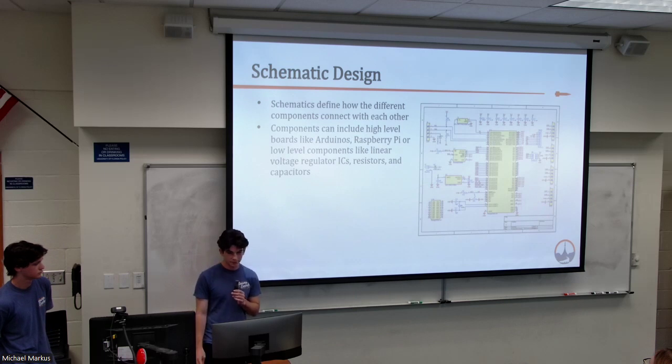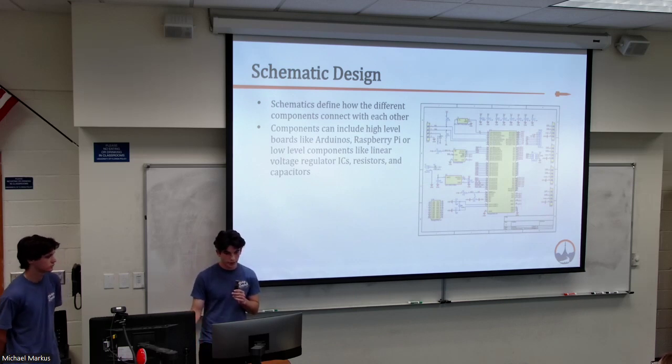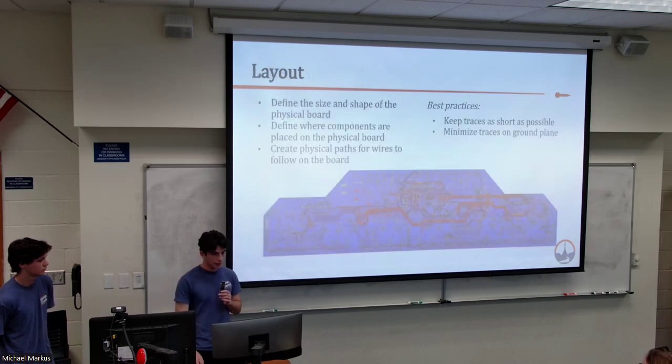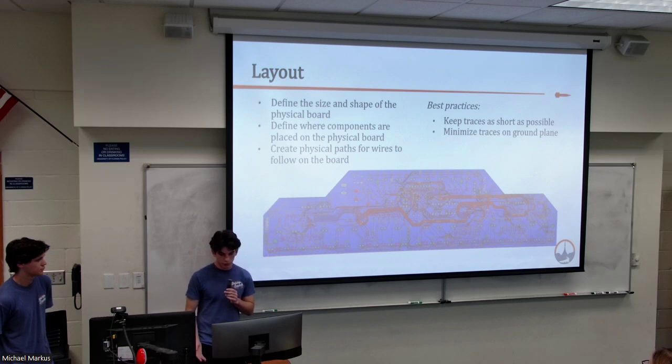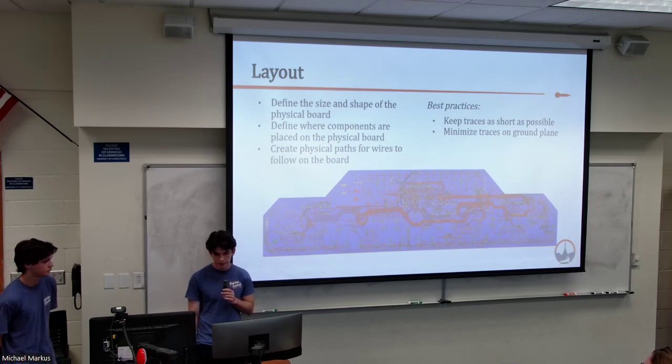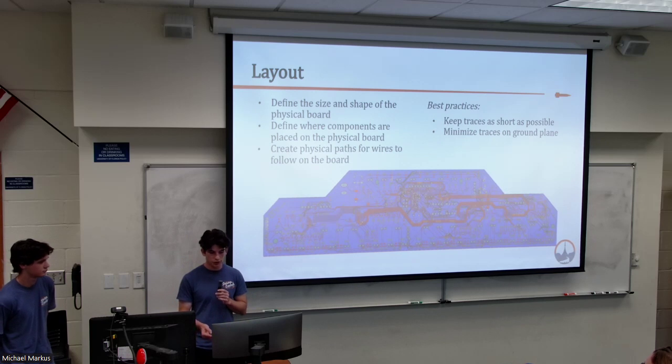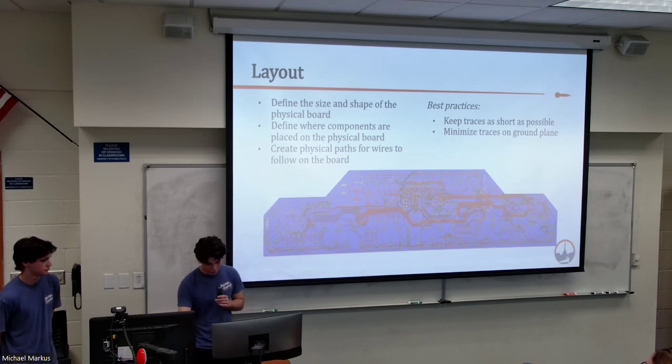Yeah, schematic design, they define how everything is connected. You can use a variety of different components for this. The layout is the size and shape of the board, as well as how the traces are routed to each component. Generally speaking, you want to keep your traces as short as possible and minimize traces on the ground plane. This is to do with parasitic capacitance, which basically, when you're sending a signal, if you have too much capacitance, it takes energy away from that signal. And what could happen if there's too much is the signal could disappear or go unstable, and you won't have the intended effect of the board.